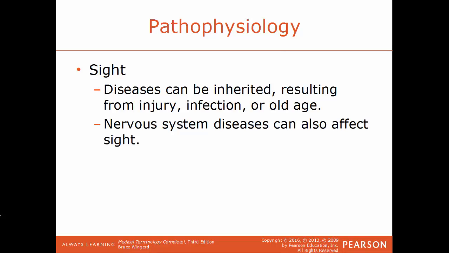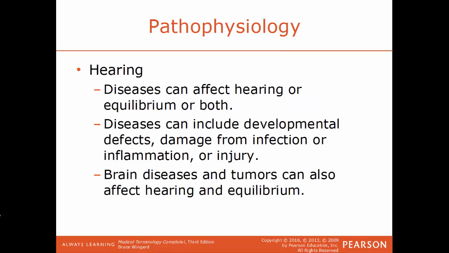The first one, sight. Diseases can be either inherited or a result of an injury or from an infection or just due to aging. Now, diseases of the nervous system can also affect your sense of sight. For hearing, diseases can affect either hearing or your equilibrium or both. Diseases can include developmental defects, damage from an infection or inflammation or from injuries. Now, brain diseases and brain tumors can also affect hearing and your equilibrium.